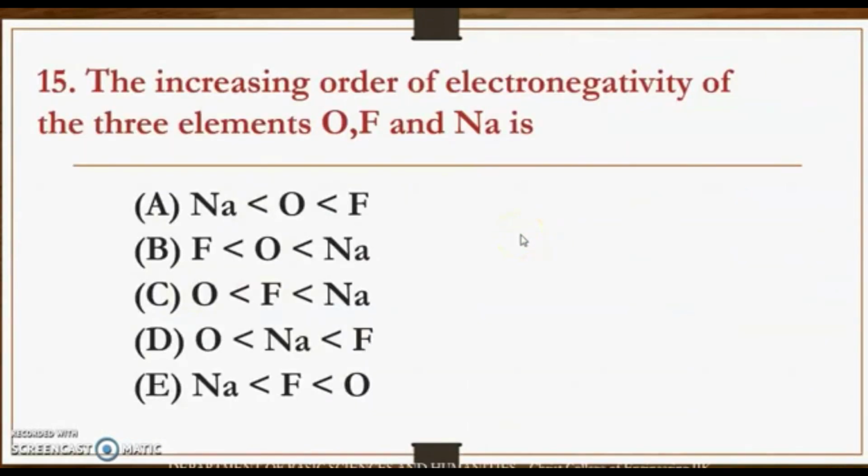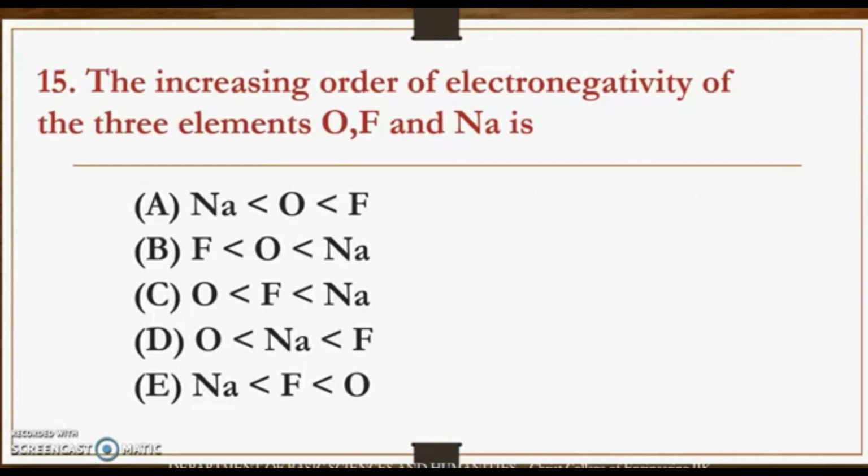Okay. The next question is the increasing order of electronegativity of 3 elements: oxygen, fluorine, sodium. What is electronegativity? It is the power of an atom to attract the shared pair of electrons towards itself in a bonded pair.